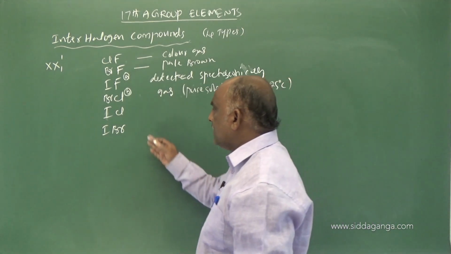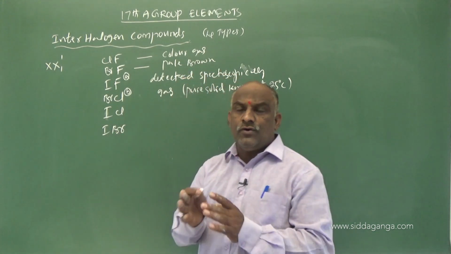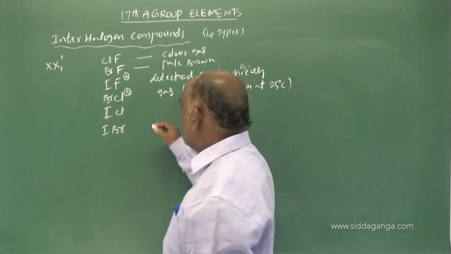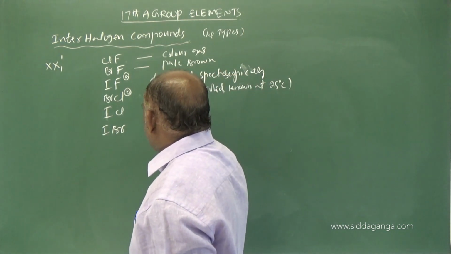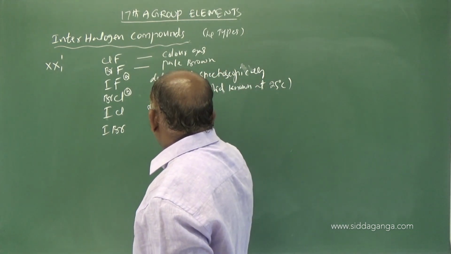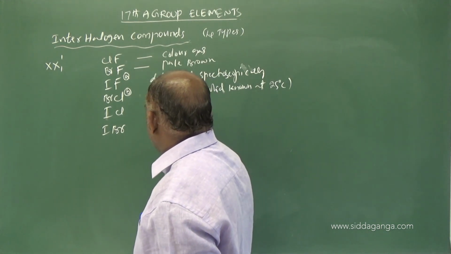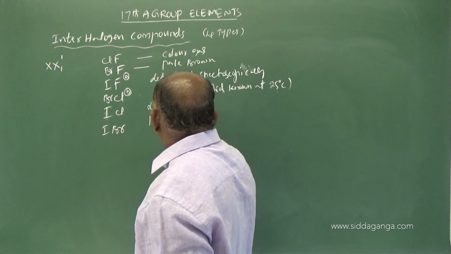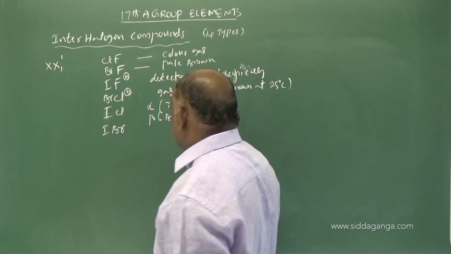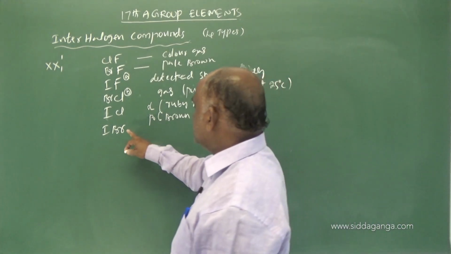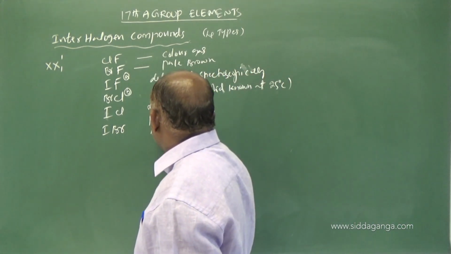Coming to ICl, it is available in two forms. One is the alpha form, the second is the beta form. The alpha form is ruby red, while the beta form is brown red. Alpha form is ruby red and beta form is brown red, and the last one is IBr. IBr is a black solid.